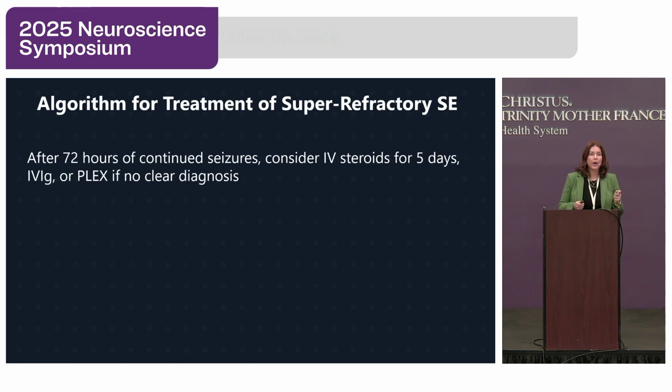After 72 hours, if they're still seizing, and we pull them off the sedation and we still see seizure activity, then you need to think about, okay, do we need to do IV steroids? Do we need to do IVIG, plasma exchange, things like that, treating these autoimmune disorders, paraneoplastic things, if nothing's coming back positive. These are our Hail Marys, if you will.